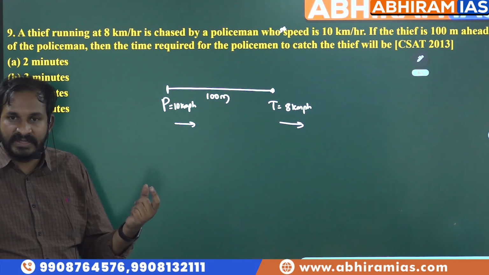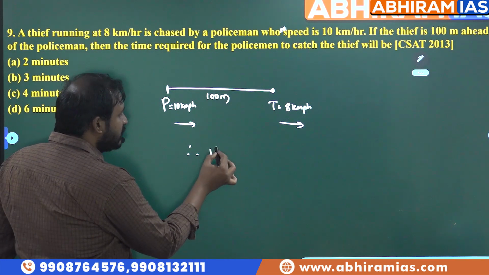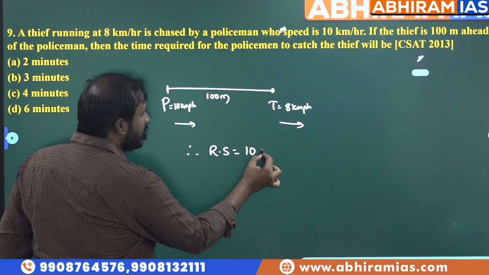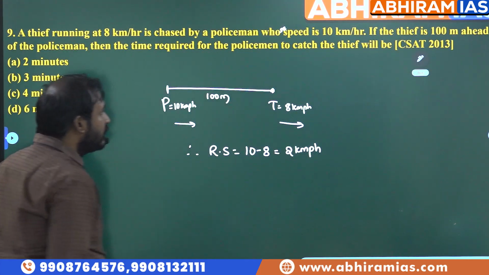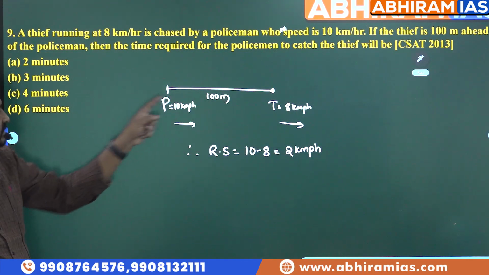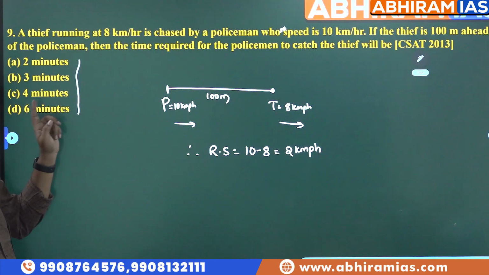Difference will be the relative speed, right? So here in this case relative speed will become what? 10 minus 8, that is 2 kilometers per hour. But please observe here, distance is in meters and the time taken is in minutes.